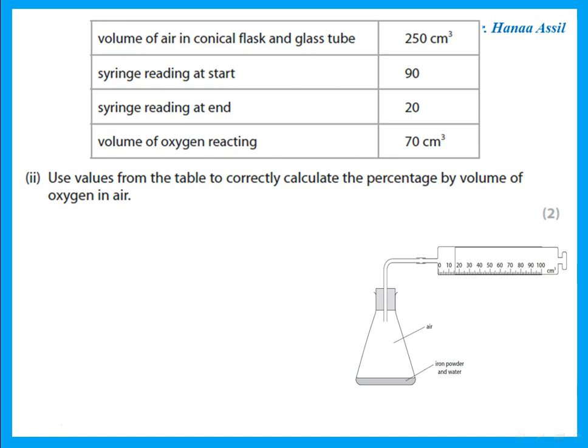So use values from the table to correctly calculate the percent. So we're saying to calculate it correctly, I should divide 70, the volume of oxygen, over the total, which is the 340, the 250 plus the 90, times 100. So that is 20.6 or 21%.